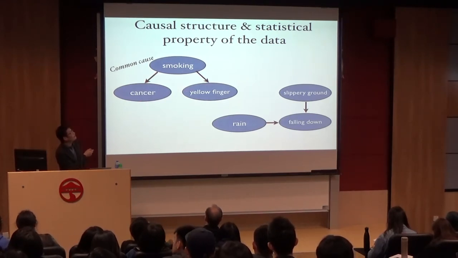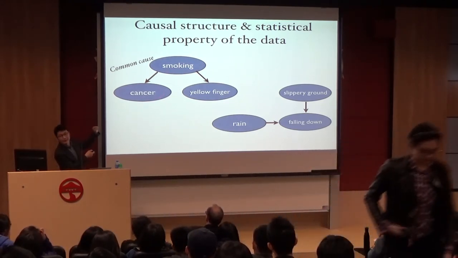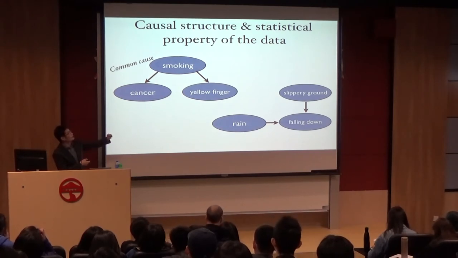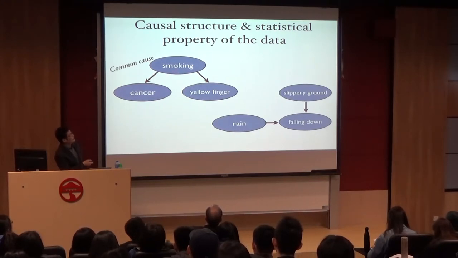Now you can see, given smoking, if you fix smoking, they are not relevant at all, right? That means if I know this guy is smoking, then whether this guy is likely to have cancer is not relevant to whether he has yellow fingers. If I fix this. And on the other hand, here you can see something very different.